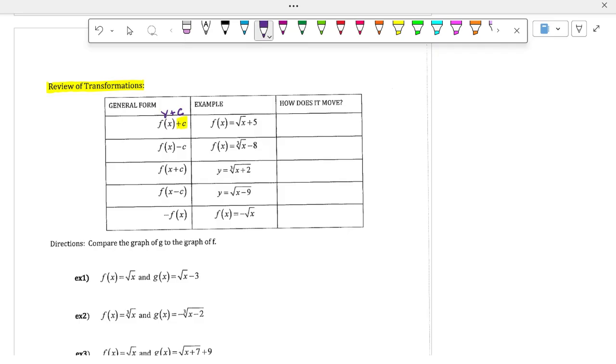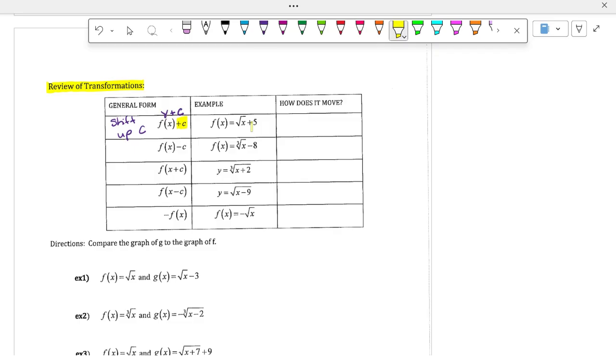I want you guys to think about this logically. We're adding something to the y value of the point. So what's going to happen to your graph if we add something to the y value? It's going to go up. And that's exactly what it does. It shifts up however many units. Shift up c. Whatever your c value is, that's how many units you go up.